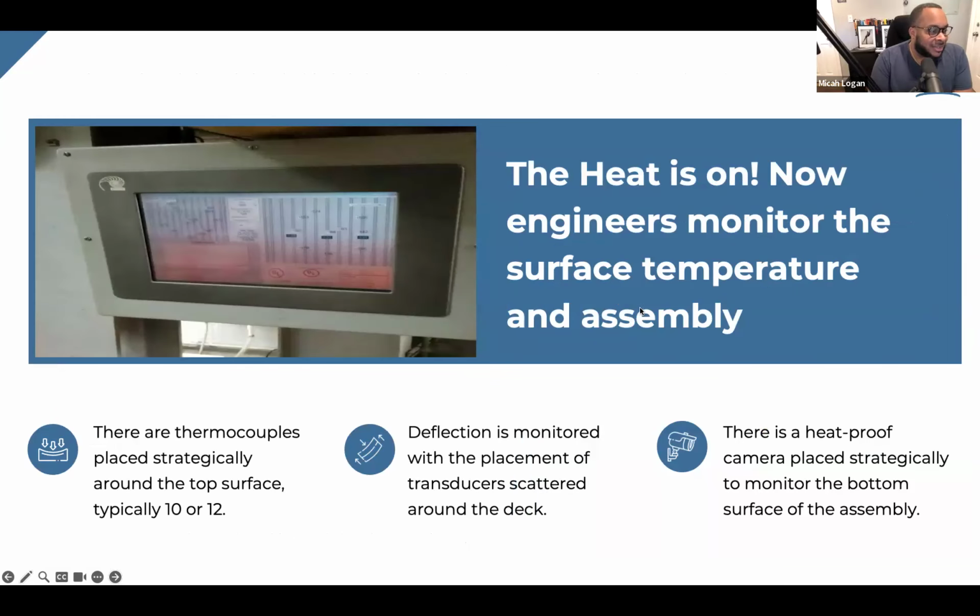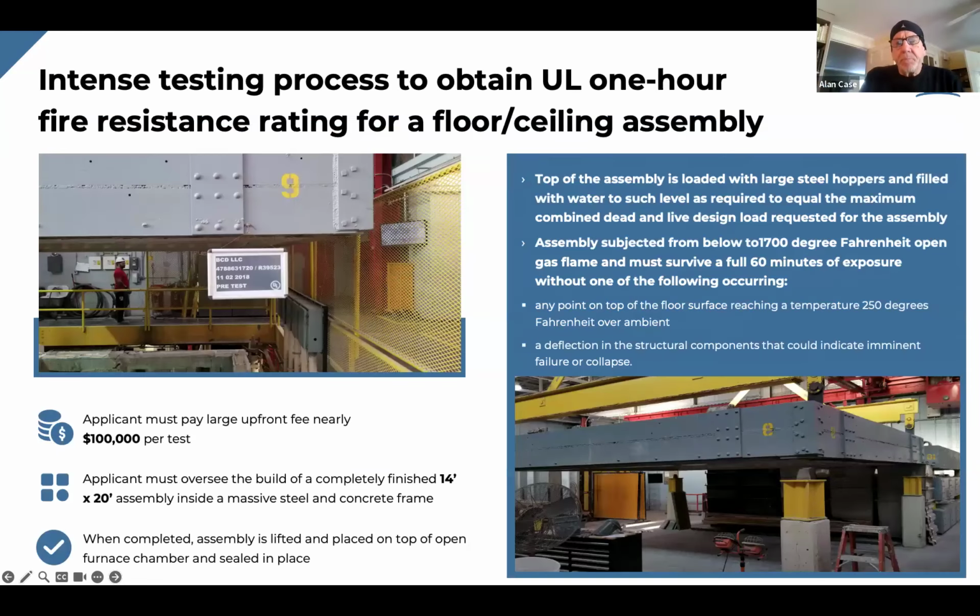So what the blue box is showing us is that once the assembly is set on top of the furnace, and the build is finished with the subfloor, whatever you've chosen, your trusses and your finished sealing membranes, and it's being sealed, at that point the UL engineers will load the top of the assembly with large steel hoppers, and they'll add water to them to whatever level is required to meet the maximum loading that we're requesting our assembly be tested for.